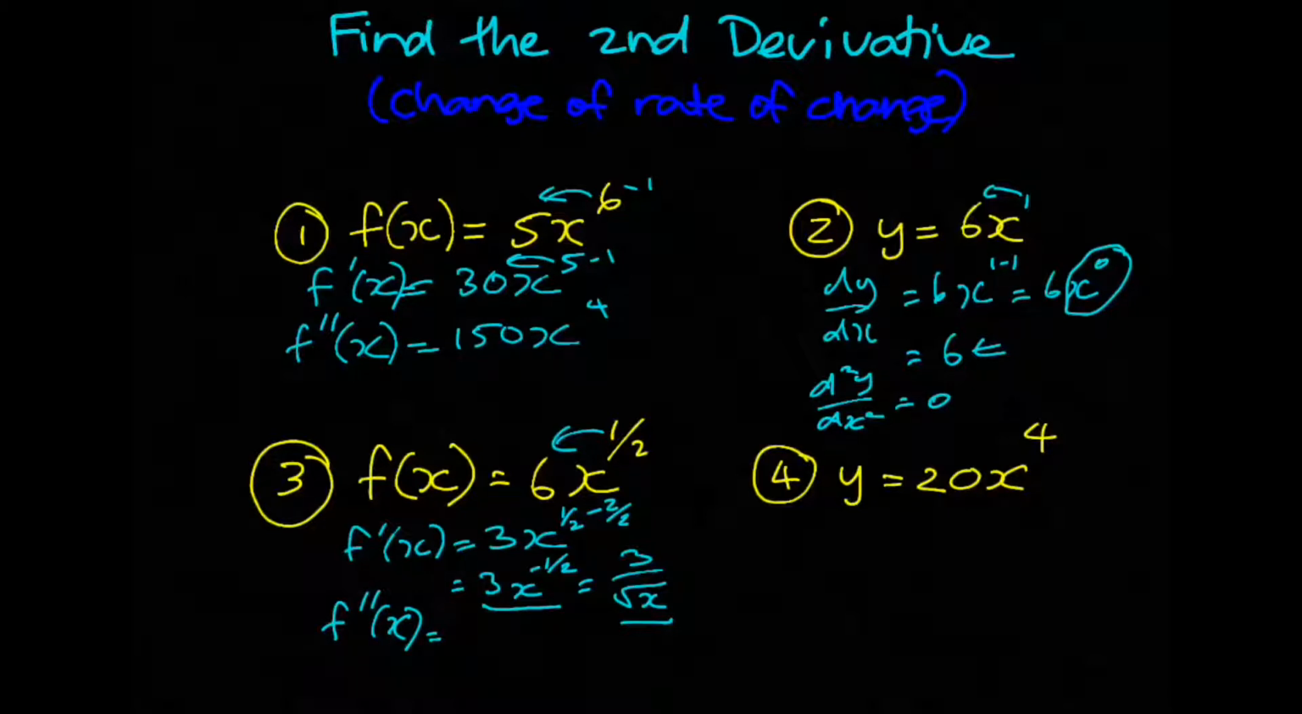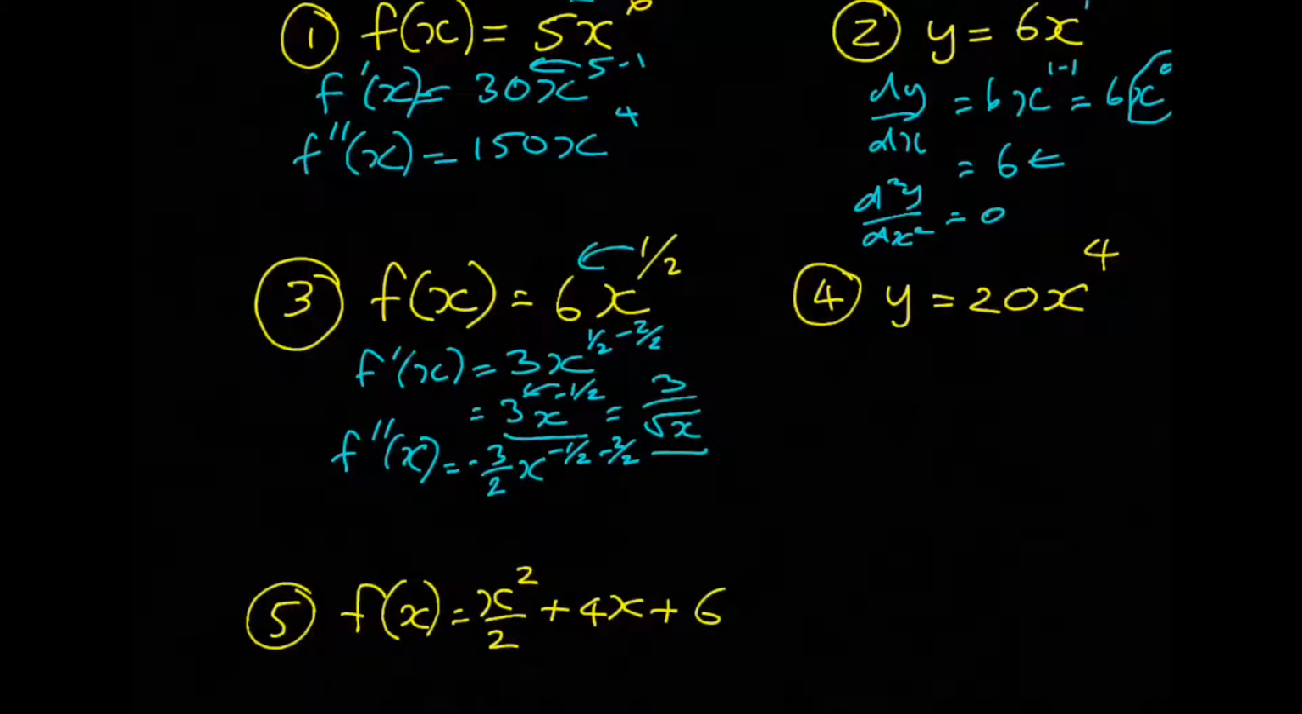So the second derivative, you bring this down to multiply, so it's negative 3 on 2, x to the negative a half minus 2 on 2, which is minus 1. And that equals negative 3 on 2, x to the negative 3 on 2, which equals negative 3 on 2, x. Now it's to the 3, but then it's a square root because of the half. So that's f dash dash of x, the second derivative.